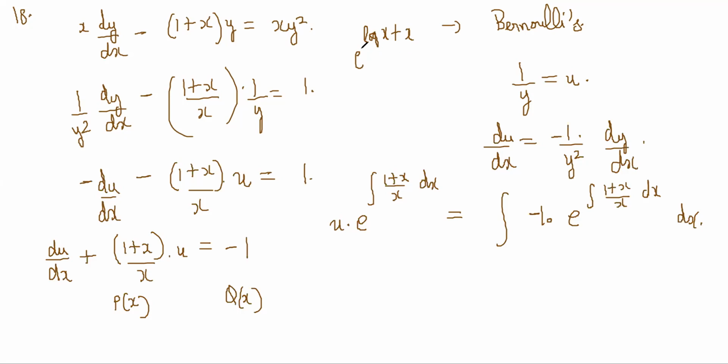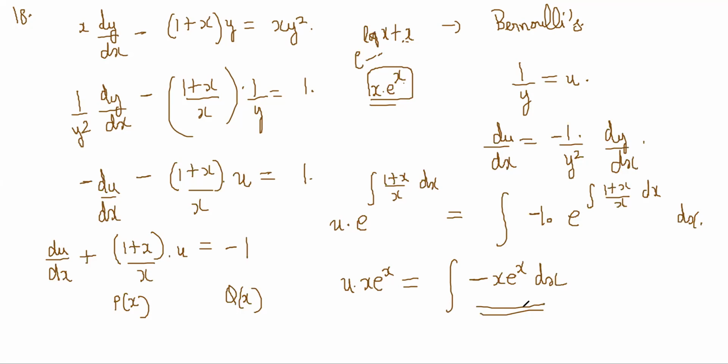So e power log x is just x, and into e power x. This is the integrating factor, right? Because e power x comes from here, and e power log x is x. Good. So u into x e power x is equal to integral of minus x e power x dx, right? x e power x is a simple integration by parts. So you can integrate it and then divide and you'll get the answer. Integration by parts you're aware of, no? How to do it. UV, right? Yeah.